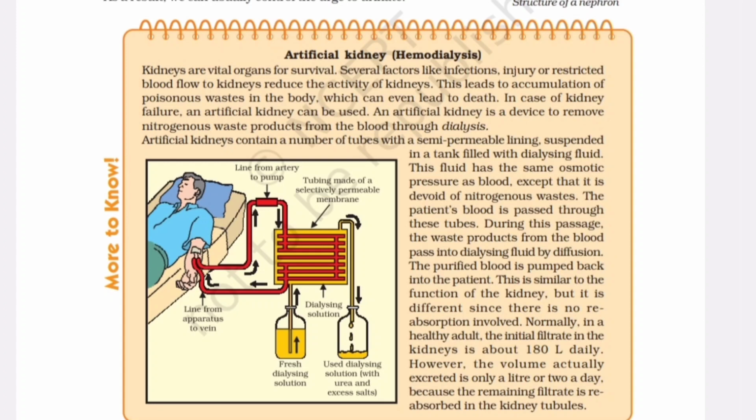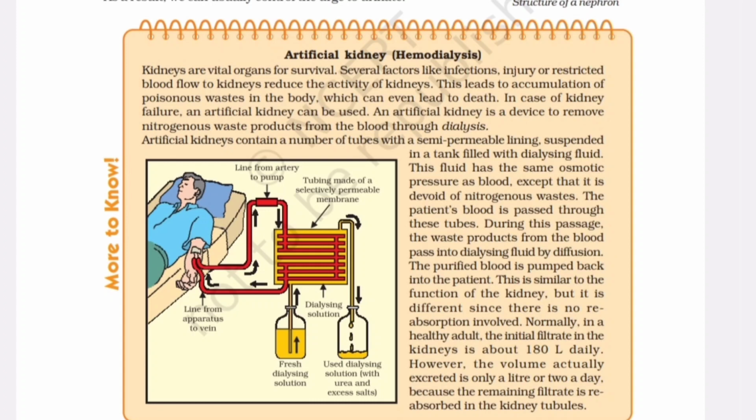An artificial kidney is a device to remove nitrogenous waste products from the blood through dialysis. Artificial kidneys contain a number of tubes with a semi-permeable lining, suspended in a tank filled with dialyzing fluid. This fluid has the same osmotic pressure as blood, except that it is devoid of nitrogenous wastes. The patient's blood is passed through these tubes.